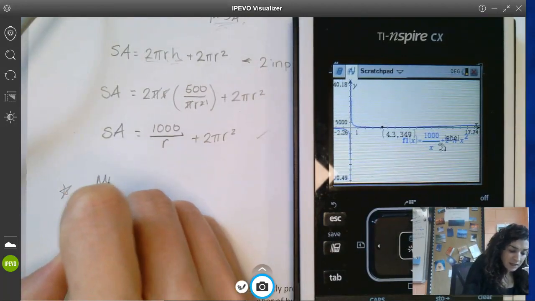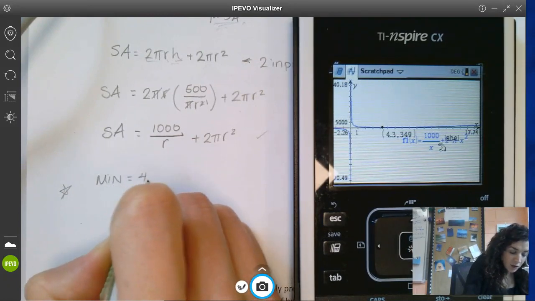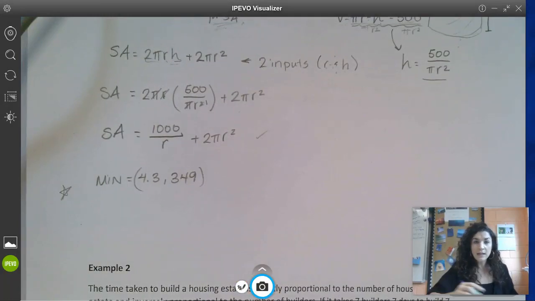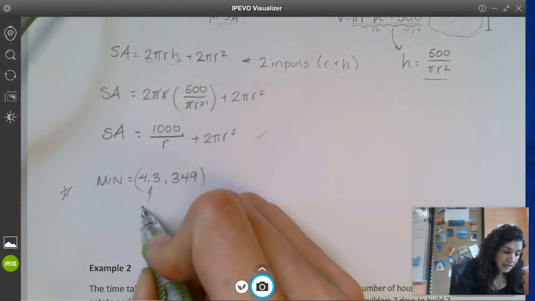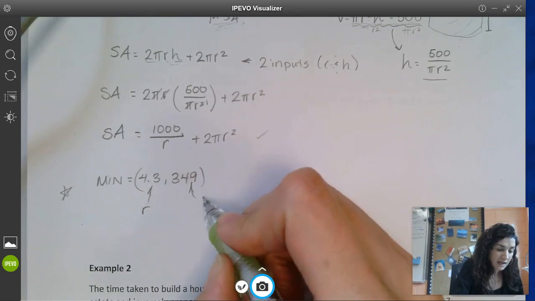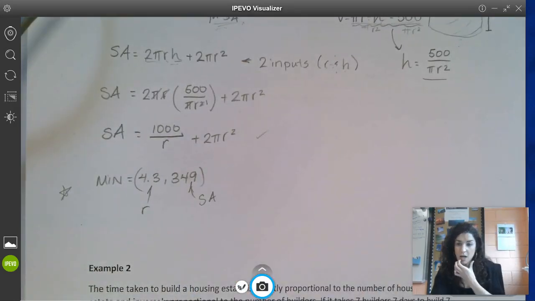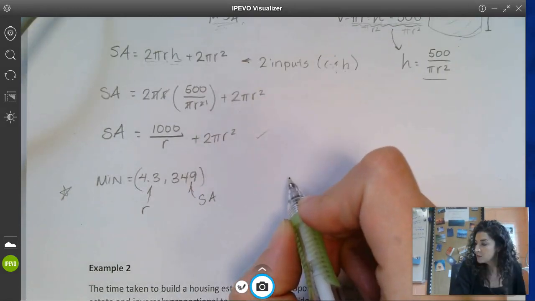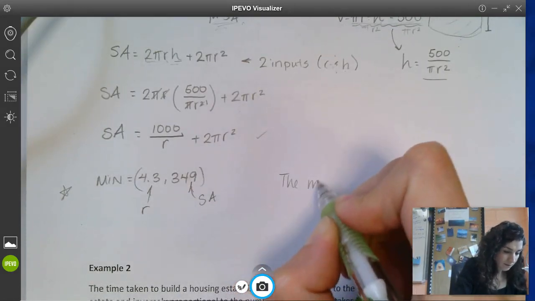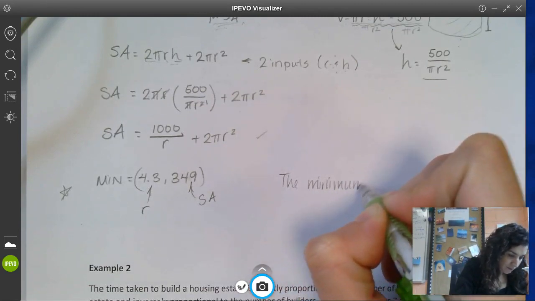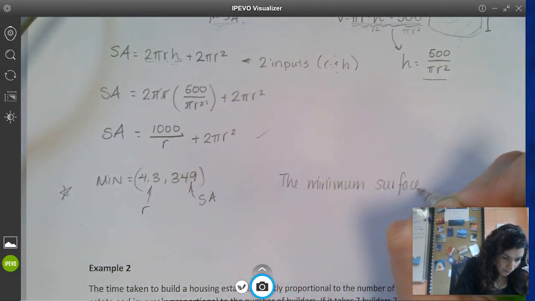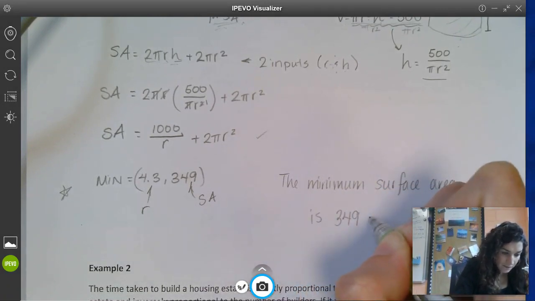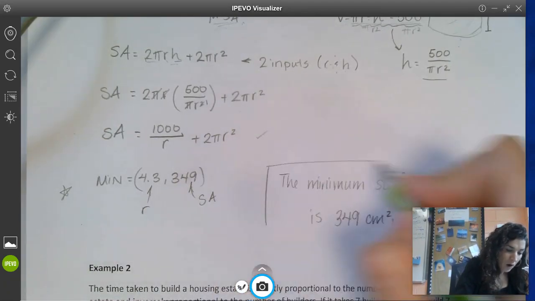And so the minimum point is 4.349. So 4.3 is our input of r, right? That's the radius. This is the radius that will give us a surface area of 349, which would be the minimum surface area. So the minimum surface area is 349 centimeters squared.